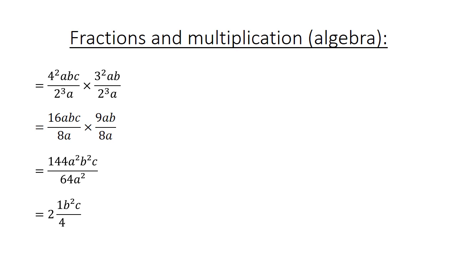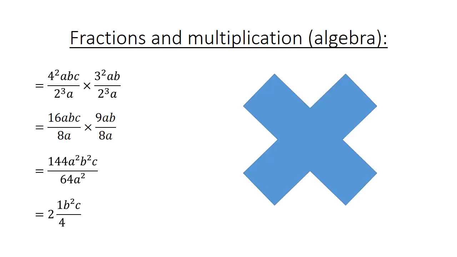For example, A times B times C times A times B. There are 2 A's, A to the power of 2, 2 B's, B to the power of 2, and just C. It's also always alphabetical.